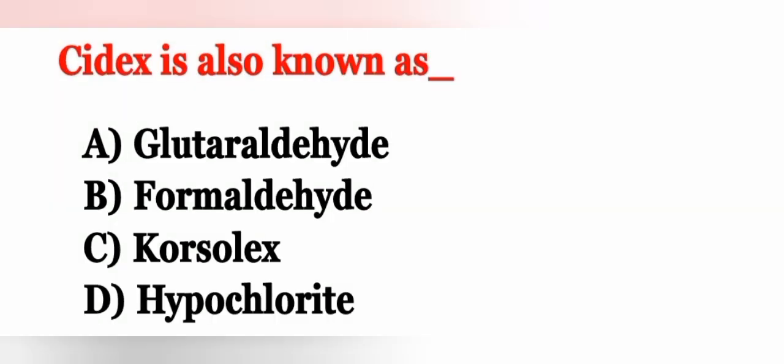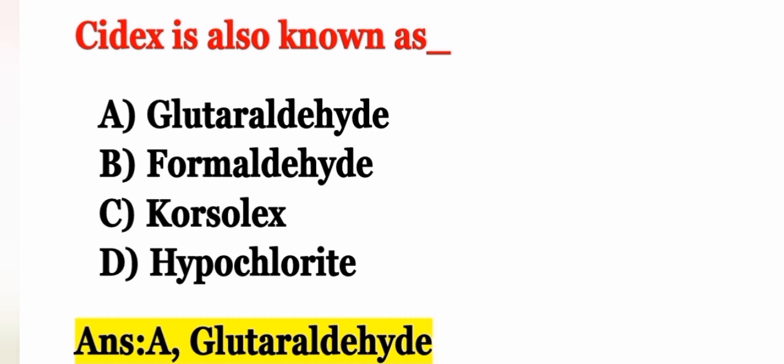And the next question, Cidex is also known as? Option A glutaraldehyde, option B formaldehyde, option C Cosalex, option D hypochlorite. The correct answer is glutaraldehyde, option A. Cidex is also known as glutaraldehyde.